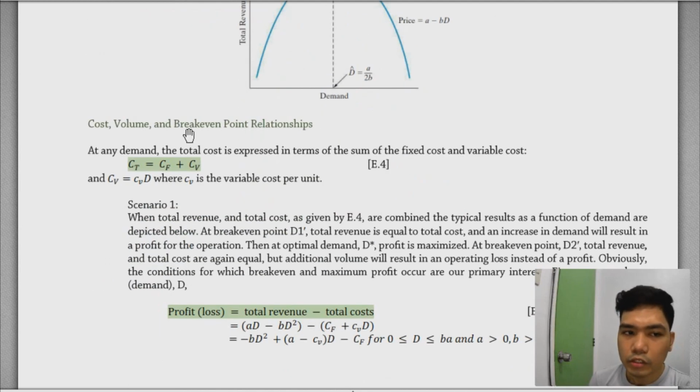How about these cost volumes and break even point relationship? When we talk about costs, we can refer to this as the total cost, and that's actually the sum of the fixed cost and the variable cost.